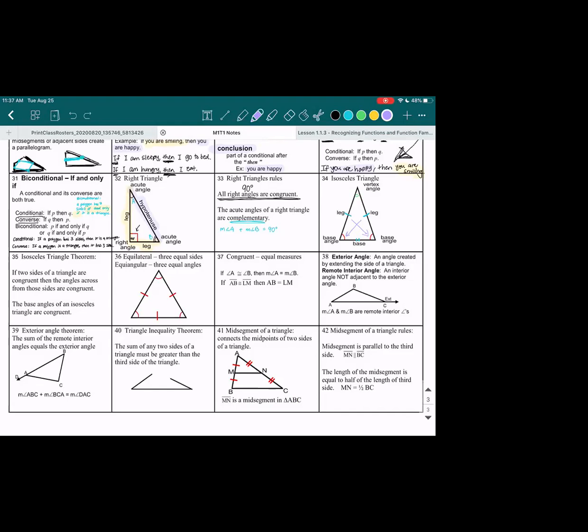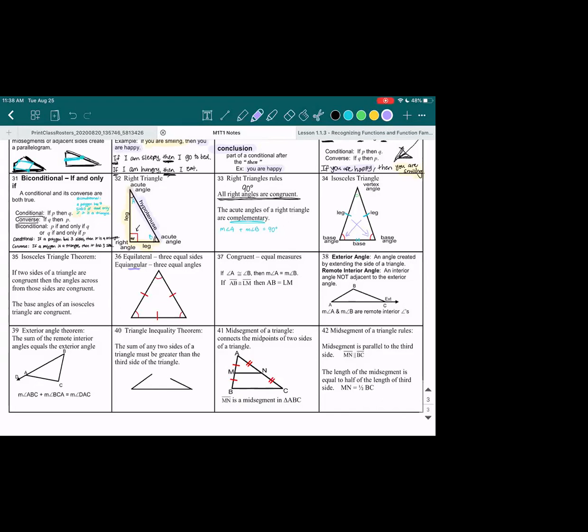All right, let's do equilateral. Equilateral is the most perfect triangle. It has 3 equal sides and 3 equal angles. So equilateral means 3 equal sides. Equiangular, I really don't know how to say that most of the time. Equiangular is 3 equal angles. That's why you can see the word angular right there to represent angles. Say it however you want, I don't care.